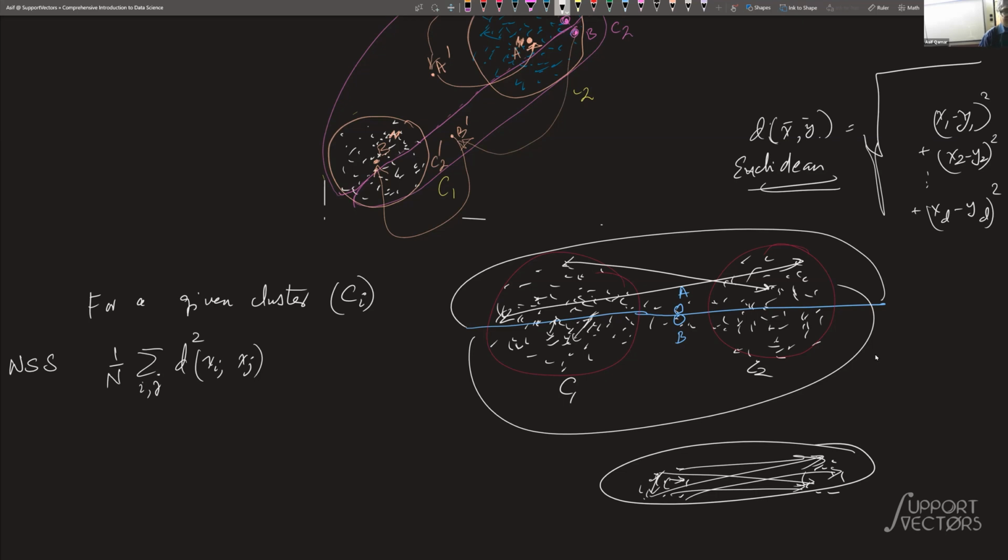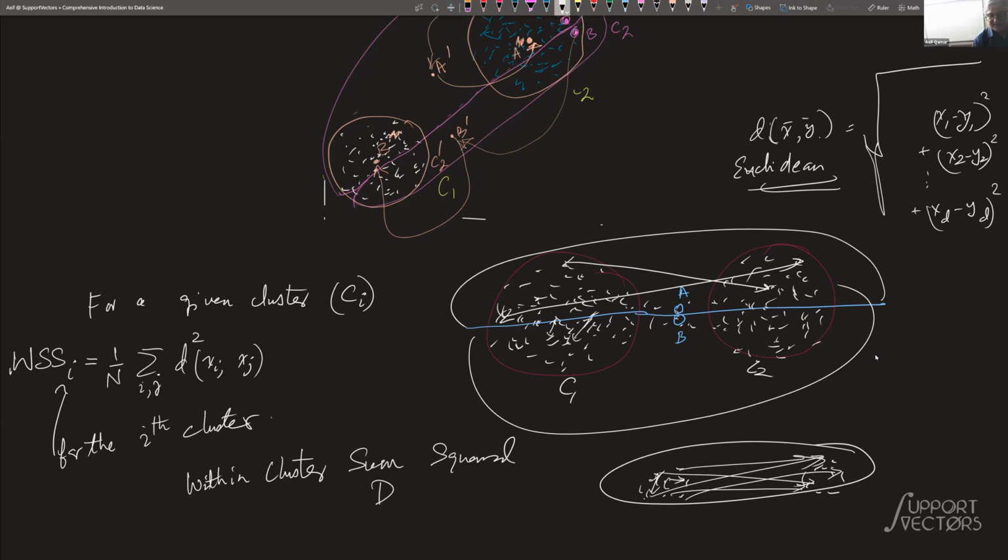So this is called WSS, for the ith cluster. All we are doing is adding up the squared distances. What could WSS possibly mean? Could you guess its expansion? Yes, within cluster sum of squared distances. Of course, you can average it, put 1 over n outside to average it out based on the points.